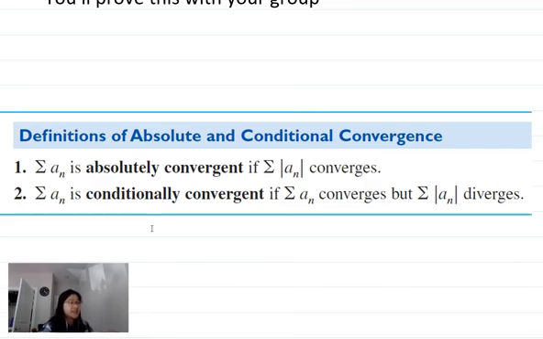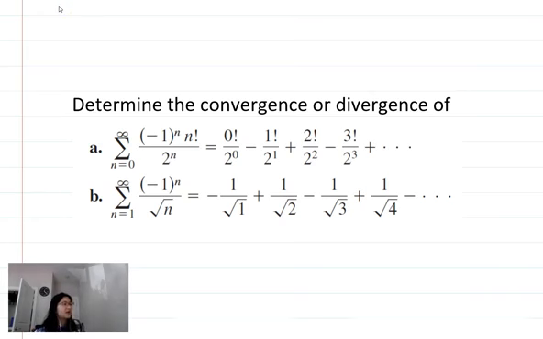A series is absolutely convergent if its absolute value also converges. So our harmonic series is not absolutely convergent because its absolute value doesn't converge. It would be conditionally convergent. A sub n is conditionally convergent if the sum of a sub n converges, but the sum of the absolute value of a sub n diverges. So for this, again, our harmonic series, alternating or not, changes the convergence or divergence of it. So our alternating harmonic series is conditionally convergent. So what's going to happen to these? Pause the video, think about it.